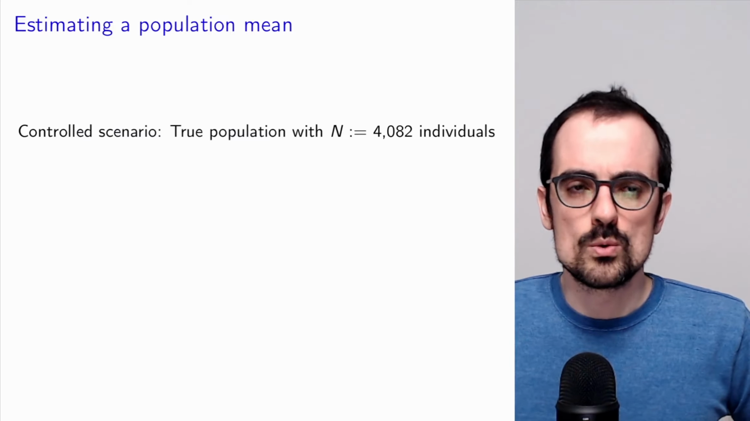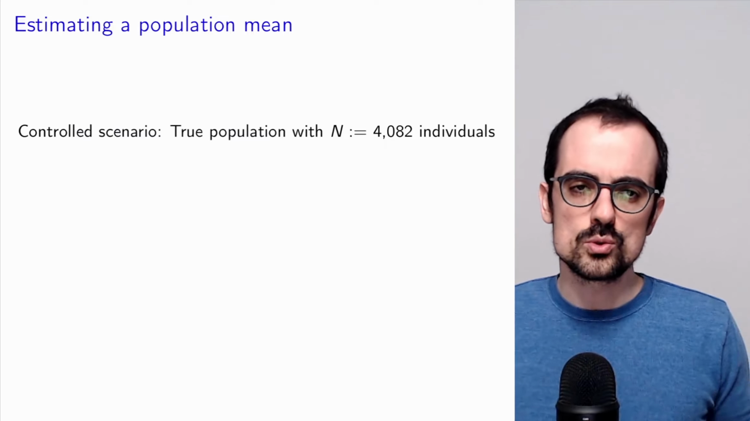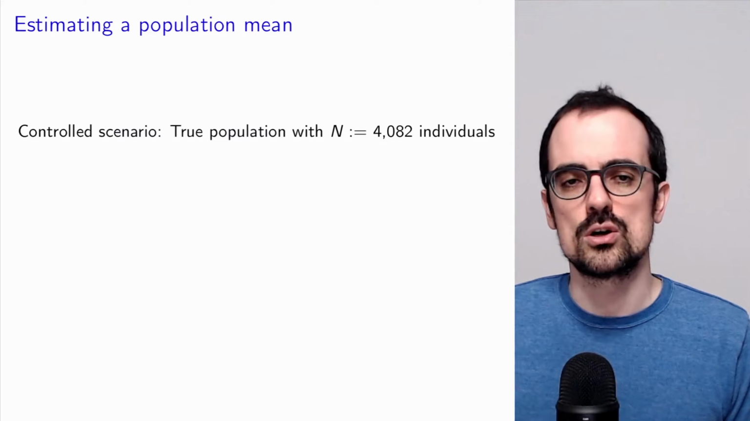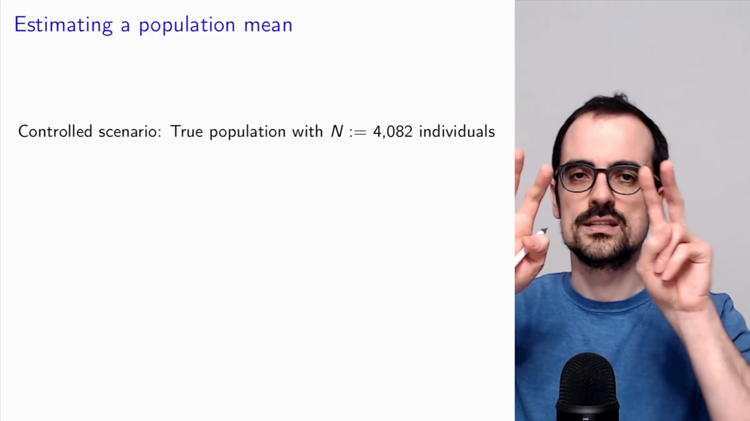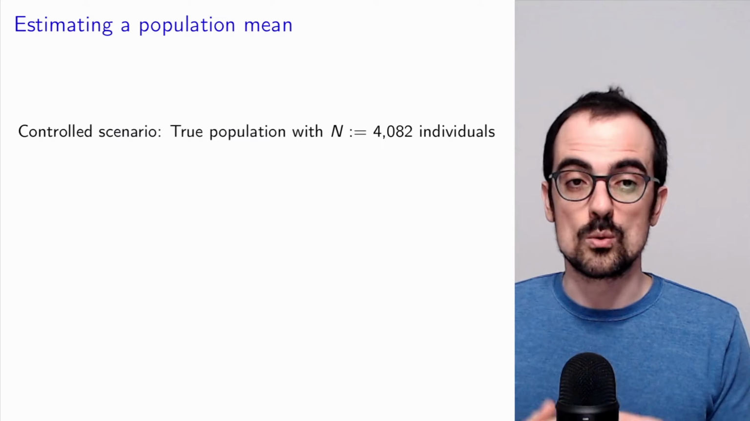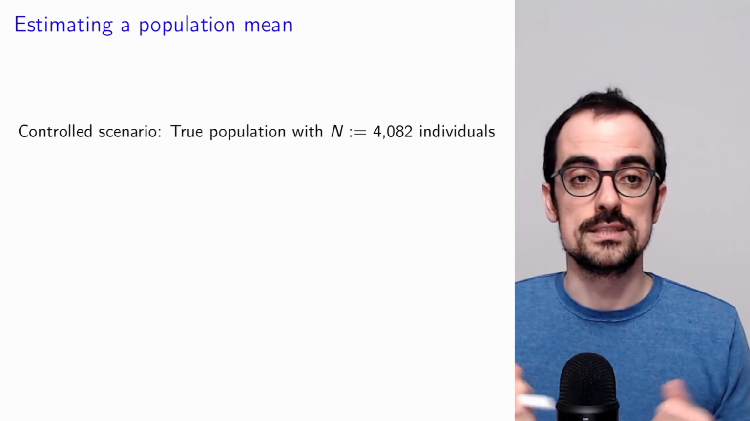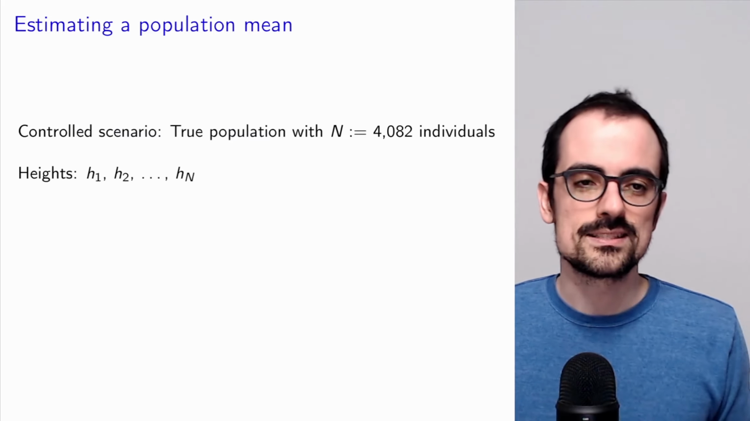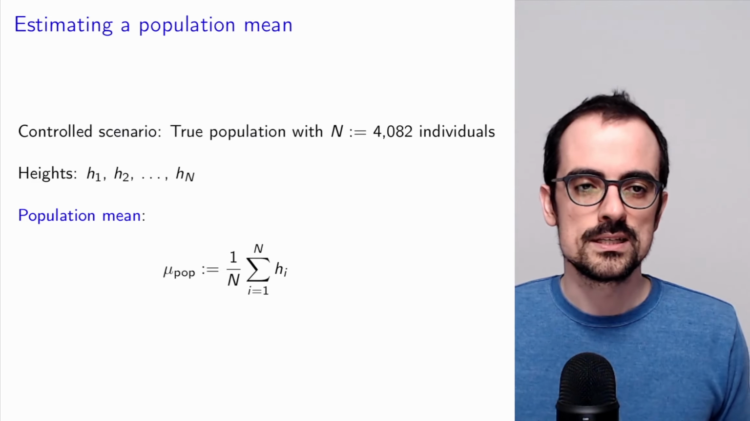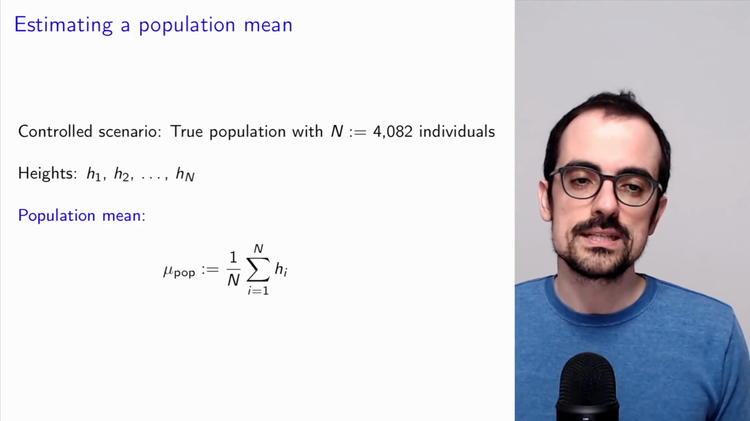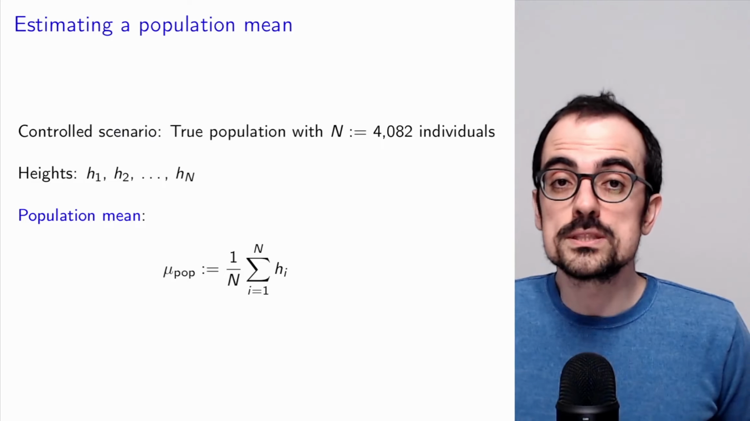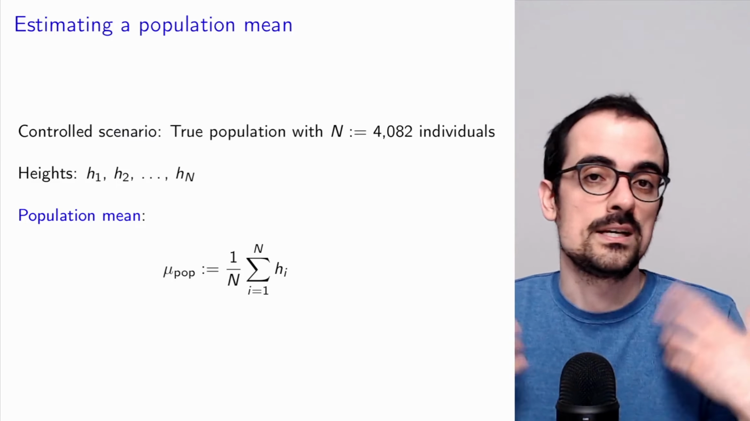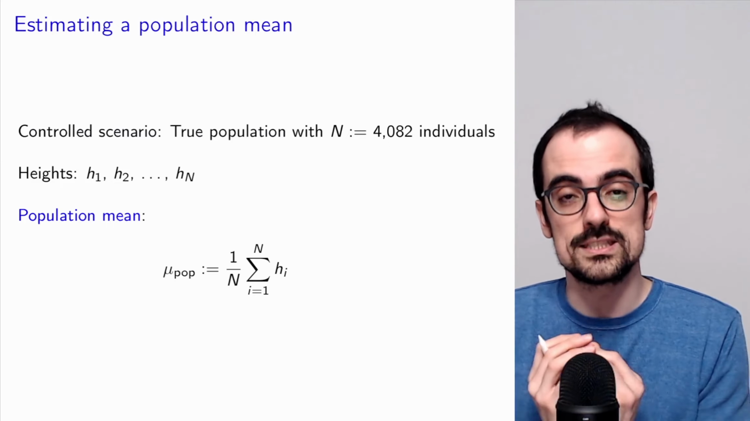Okay, so we want to estimate a population mean. We're going to take a look at a control scenario where we know the whole population. I'm going to use the height of 4,000 individuals as the true population for which we want to compute the mean using a subset. So the heights I'm going to denote by h1 to hn. And what we really want to estimate is this average, which we could obtain by just taking each individual, measuring their height, taking the average of the whole population. This is too costly in general, so we're going to try to estimate this from a subset.